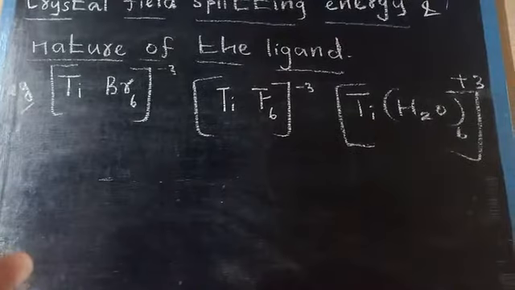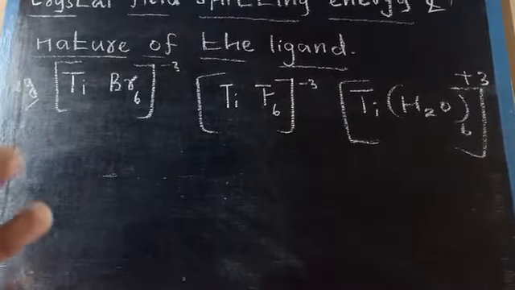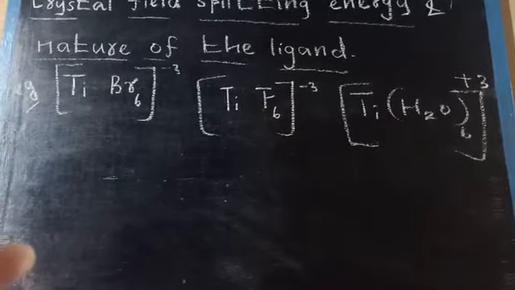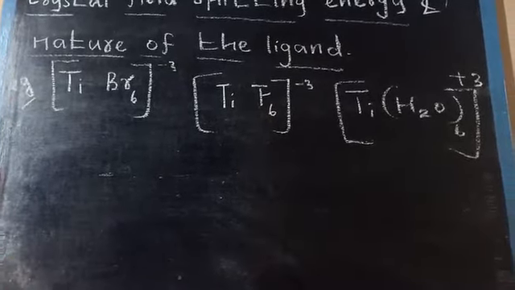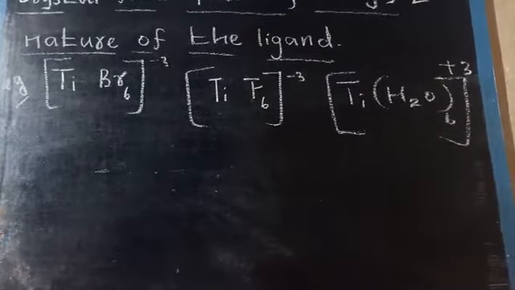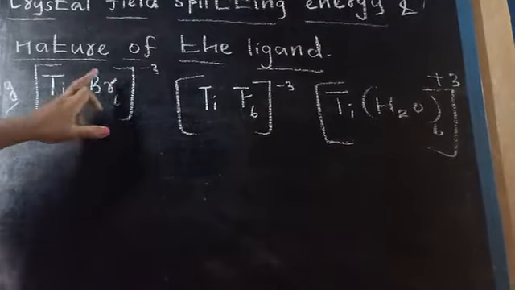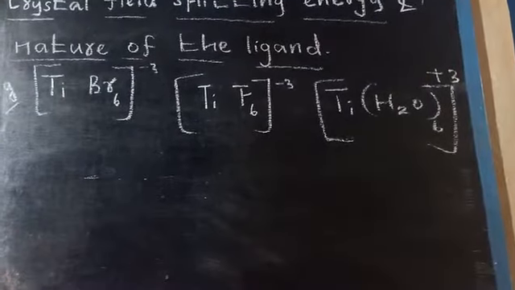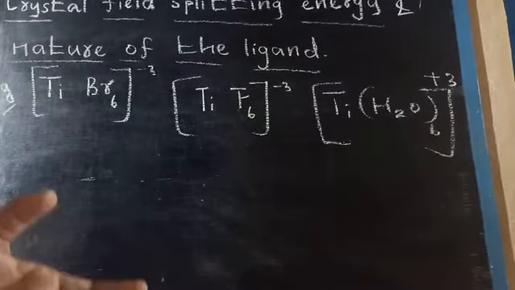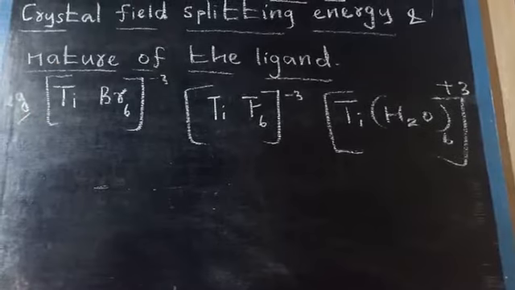Using the 3 example, now to talk about the crystal field splitting energy, as well as the nature of the ligand, whether it is a strong ligand or weak ligand. So here, experimental data values are given. From that, we find out the crystal field splitting energy.